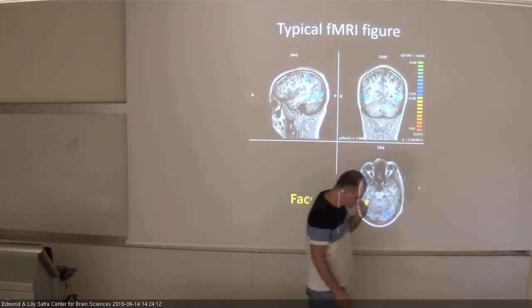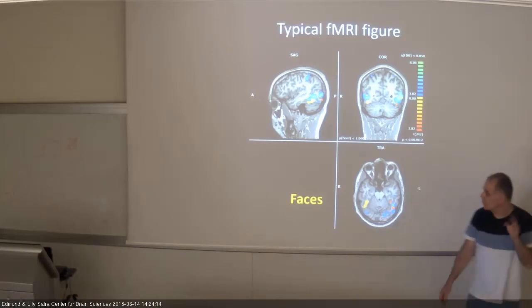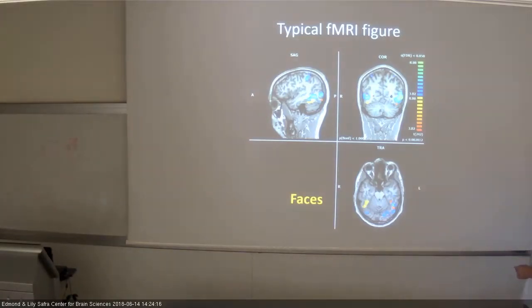And this is really a typical functional MRI figure, like the ones from last week. You have some positive activation, the yellow one, some negative activation, which is the blue and green one.